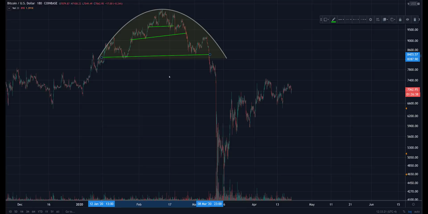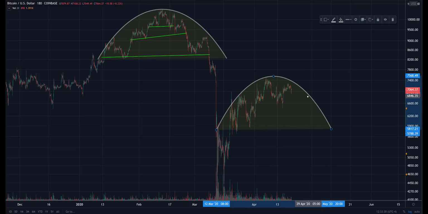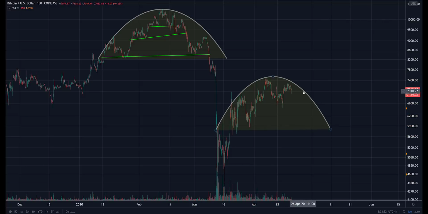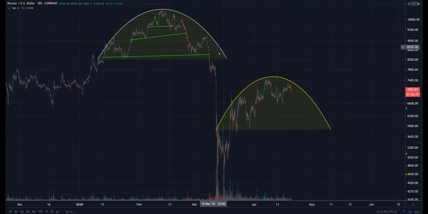So if we then extend that to the analysis here, we can clearly see the potential of a second rounding top dome pattern. And this here is highly similar to what we saw in December, January, and February before they collapsed to the 3.8K levels.